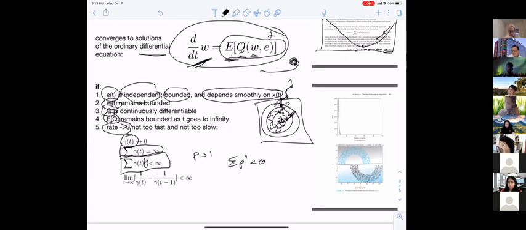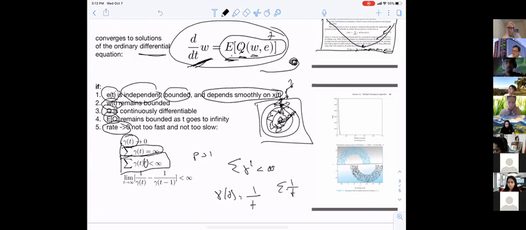A good example for this is the sum of gamma squared is less than infinity. Typical one is, suppose I say gamma of t equals 1 over t, right? So we know then the sum of 1 over t is infinity. And we know the sum of 1 over t squared is less than infinity, right? And so that says that gamma is not too big either, right? That it's converging sufficiently fast.